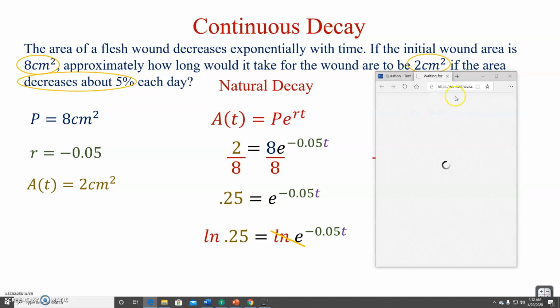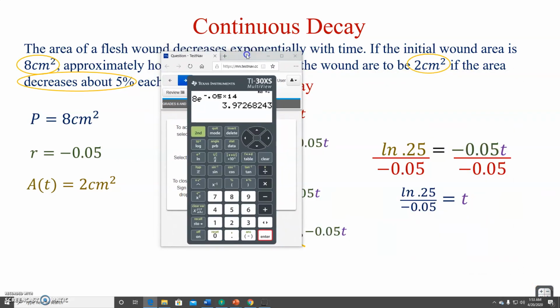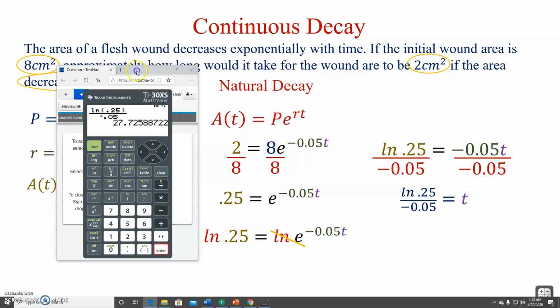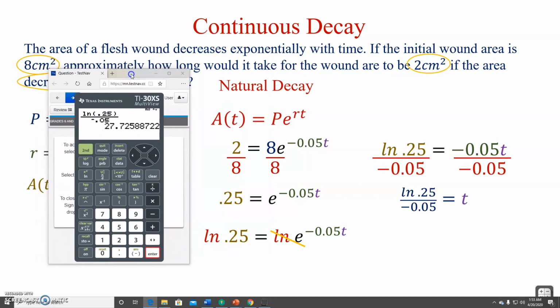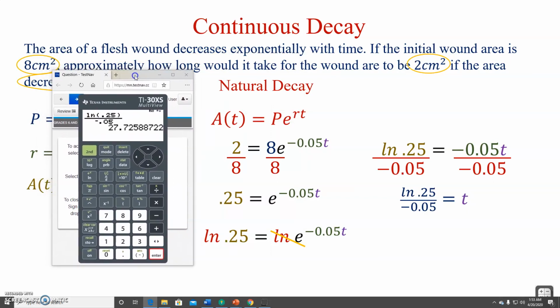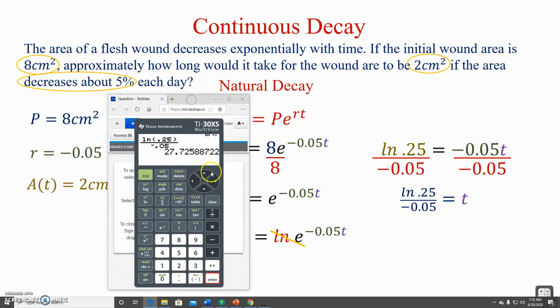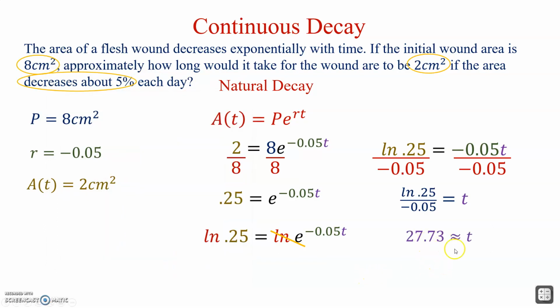So let's see what we get. Let's clear it first. Let's do ln 0.25, all of this, all over negative 0.05. The calculator says 27.73. And again, what we're looking for, did I do that correctly? 0.05. So what this is saying, 27.73, there we go.